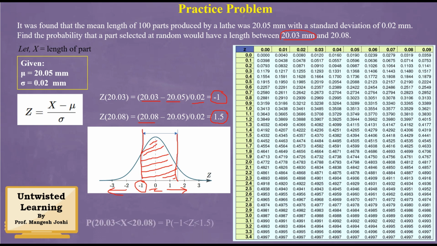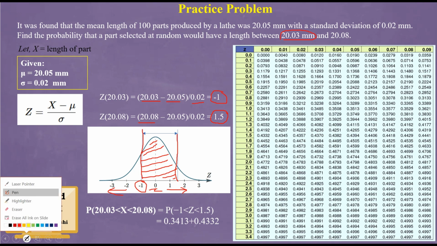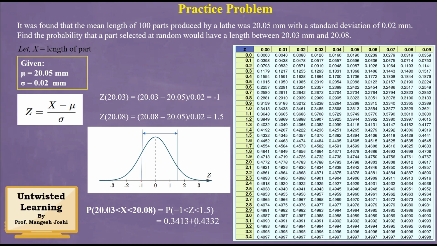So how to find out this probability? We will see the table, that is from -1 to 0, we have to see the value of 1, right? So in the Z distribution table we have to see the value of 1. It will give you this much area up to 0, right? That value is 0.3413, which is written over here.